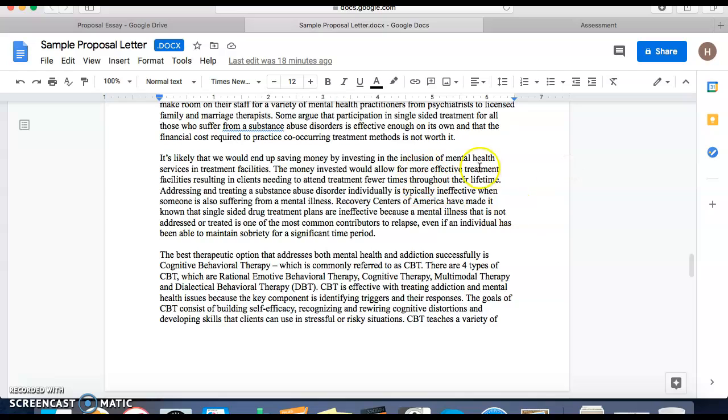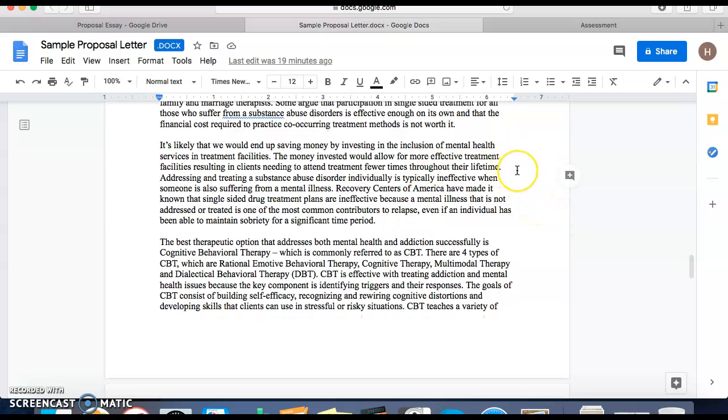And the most important part of that is if you bring up your counter argument, you need to refute it. So she does that right under here, where she talks about how even though it would take a lot of resources in order to implement the solution, in the long run, they would end up saving money because these other treatment plans are ineffective and cause relapse.